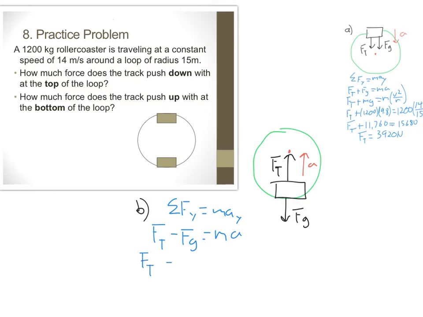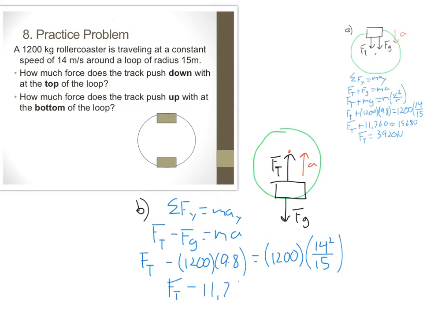We're going to substitute in the things we know. So Fg is going to be our mass, 1,200 times 9.8, just like it was before. And then that's going to be equal to 1,200 times our acceleration, which is still 14 squared over 15. All right. And so when we go ahead and solve for this now, it's going to be Ft minus 11,760 equals 15,680. So that means that our new force of the track is 27,440 newtons.